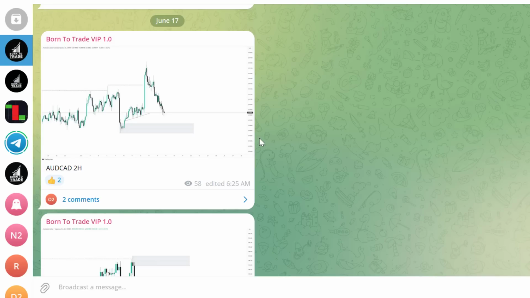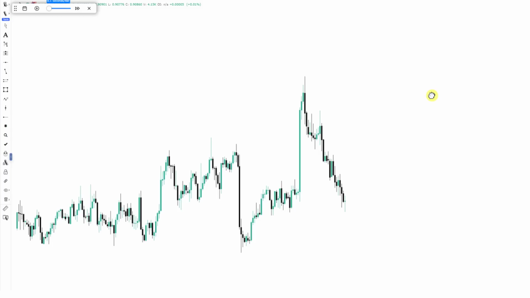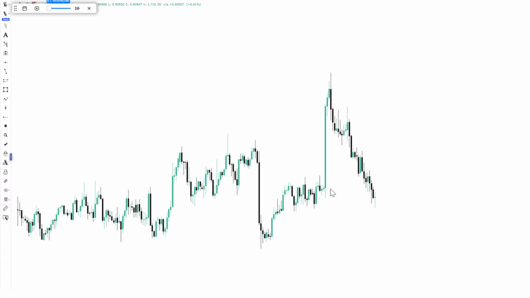This particular one was also shared to our VIP community. Now, what I said you should understand is the concept of inducement and price imbalance. Looking at this particular area right here, you can clearly see that price moved with momentum to the upside.